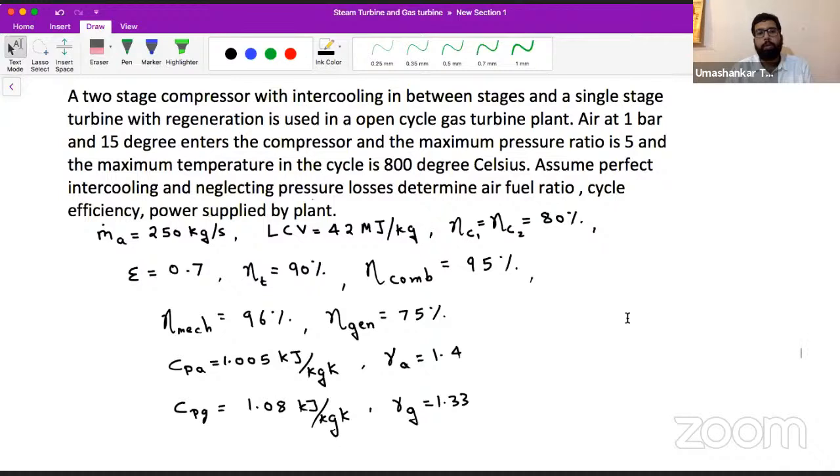Please try to solve this question. In this, except for the pressure losses, we have added everything. See, CPA, CPG, gamma G, everything is given to you. Isentropic efficiency is given to you. Combustion efficiency is given to you. Mechanical efficiency is given to you. Generator efficiency is given to you. So almost everything we have added in this question except the pressure losses.